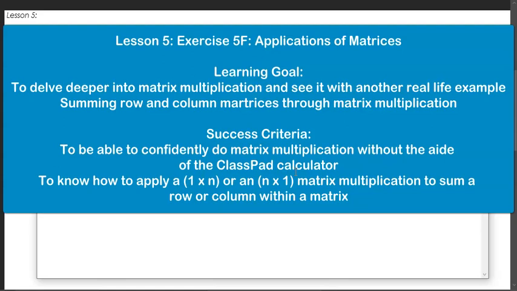This is lesson 5, exercise 5F, applications of matrices. The learning goal for this one is to delve deeper into matrix multiplication and see it with another real-life example, and summing row and column matrices through matrix multiplication. The success criteria for this skill is to be able to confidently do matrix multiplication without the aid of the ClassPad calculator, and to know how to apply a 1 by n or an n by 1 matrix multiplication to sum a row or column within a matrix.